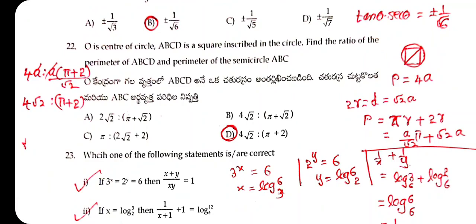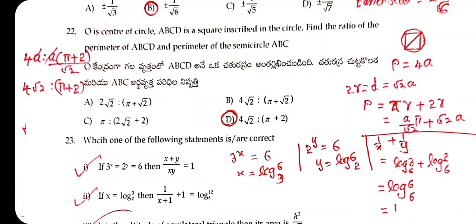Next, ABCD is a square inscribed in the circle. Find the ratio of the perimeter of ABCD and the perimeter of semicircle ABC. See here, the circle is having a square. They did not give anything, so let us suppose the side of this square is a, then the diameter is root 2a. Diameter is root 2a. So I am finding the perimeter, that is pi r plus 2r.